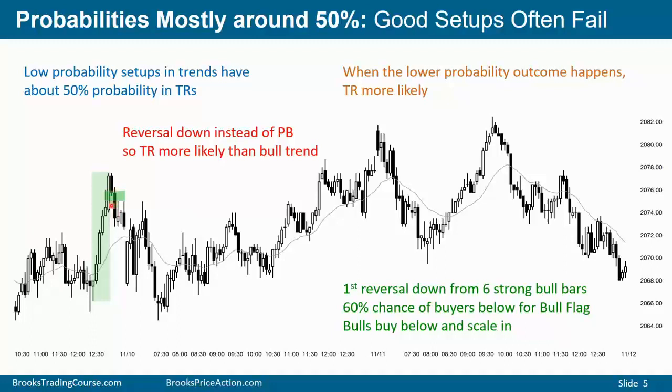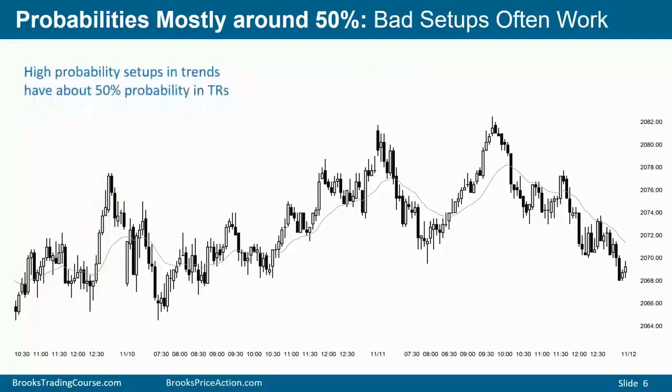Strong reversal down, a pair of bear bars, and then a deep pullback. Therefore, this rally is more likely a bull leg in what will become a trading range instead of the start of a bull trend. Whenever something is a high probability setup in a trend, and you see that pattern setting up in what you think is a trading range, the probability is not as high as you think. It's probably more like 50% instead of 60%.